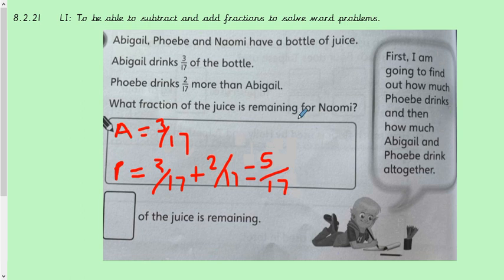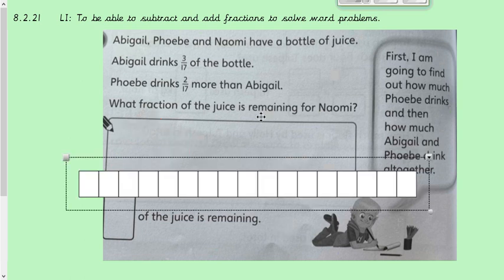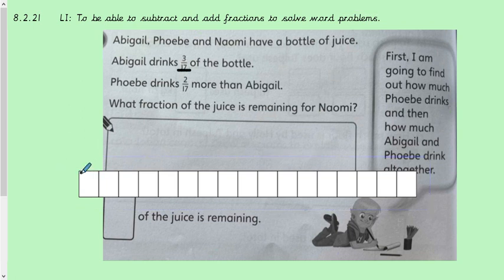What fraction of the juice is remaining for Naomi? So now you're going to take away from a whole 3/17 and 5/17. I'll draw a fraction strip quickly to help you with it as well. Okay, so all I've done is drawn a fraction strip, which is split into groups of 17 because that's our denominator. So each one of these boxes is worth a 17th. We know it's one bottle of juice, so I've only drawn one because it's one whole.